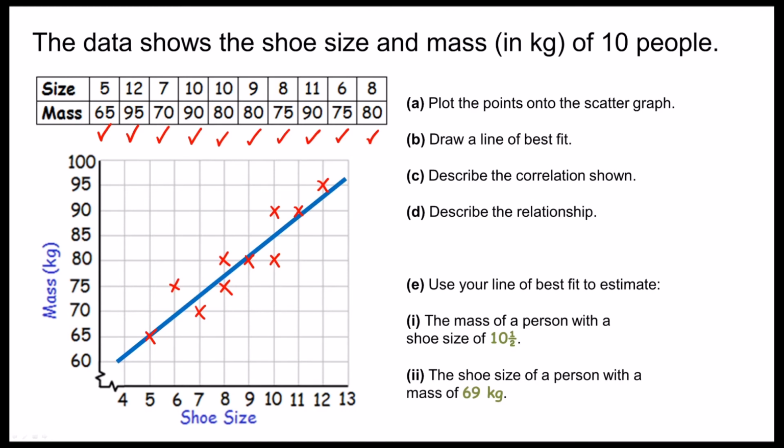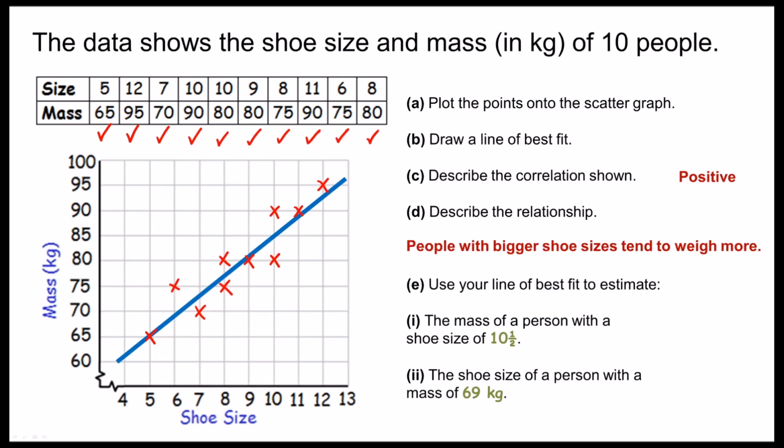Part C asked me to describe the correlation shown. Because as shoe size is increasing, so is the mass. That means it has a positive correlation. Notice how it hasn't asked for the strength, so I don't need to say whether it's strong, moderate or weak, just whether it's positive, negative or no correlation. Part D asked me to describe the relationship, so I could say something like people with bigger shoe sizes tend to weigh more. That is what my data is showing.